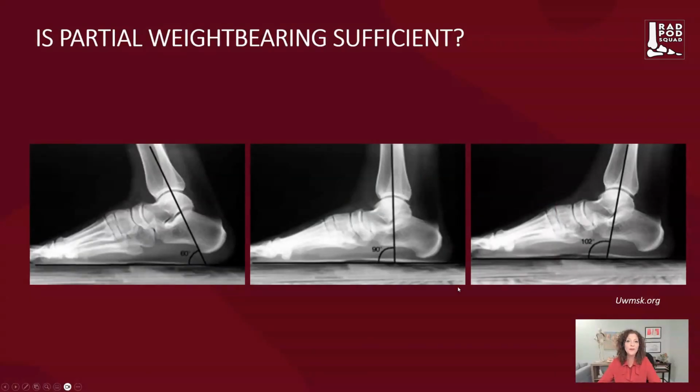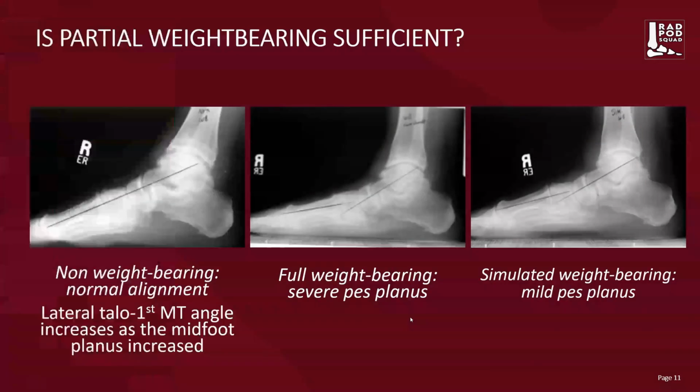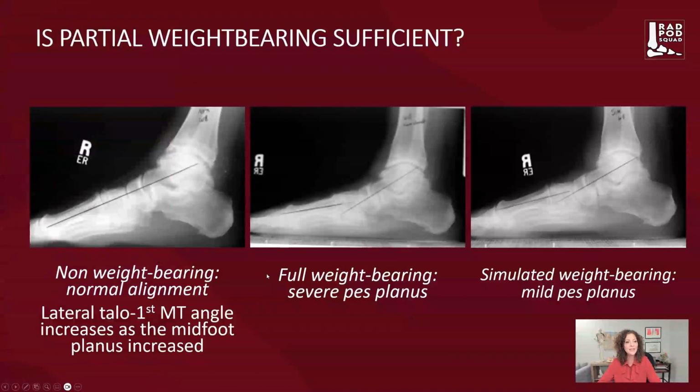Is partial weight bearing sufficient to read our x-rays and draw this information? When we compare things like this one here, where it's 60 degrees at the tibial floor angle, as opposed to 90 and even greater degrees of 102 degrees, we can take a look when we have the situation of pes planus. In this case, let's take a look.